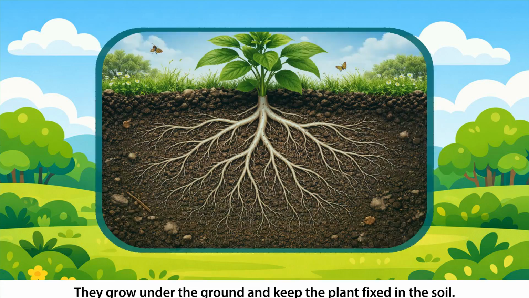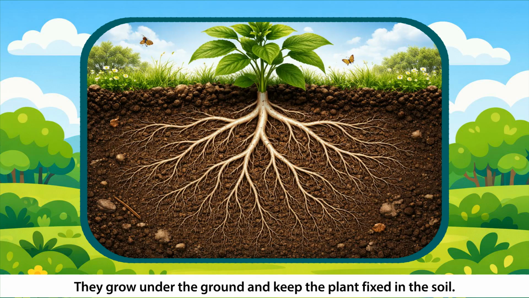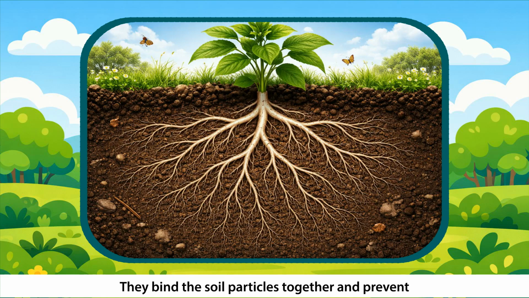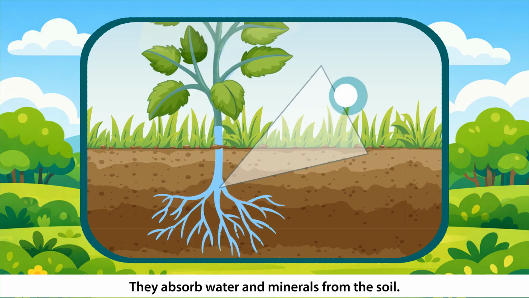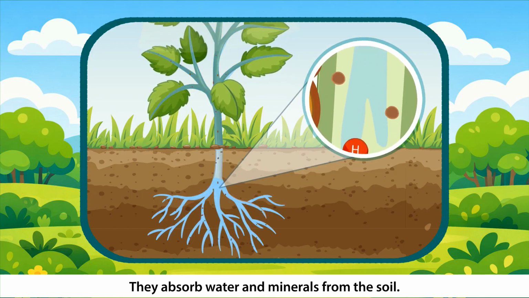Functions of roots. They grow under the ground and keep the plant fixed in the soil. They bind the soil particles together and prevent the topsoil from getting washed away by rain or wind. They absorb water and minerals from the soil.